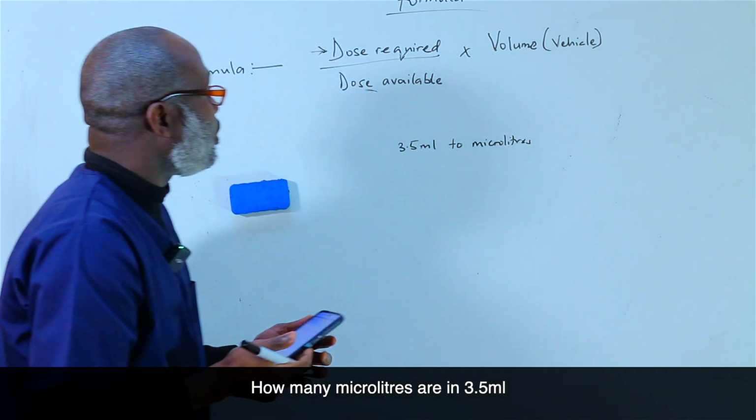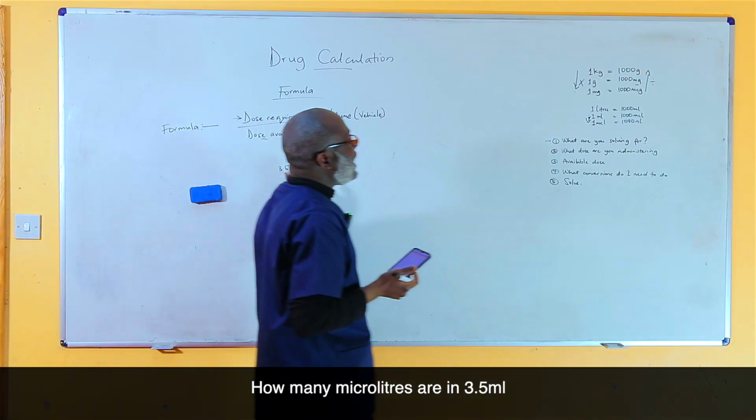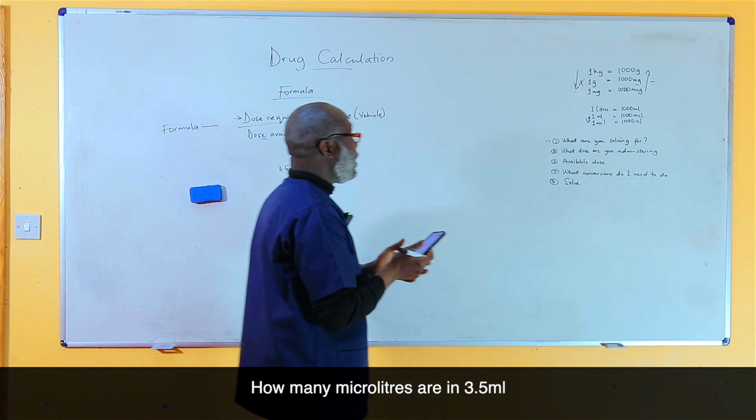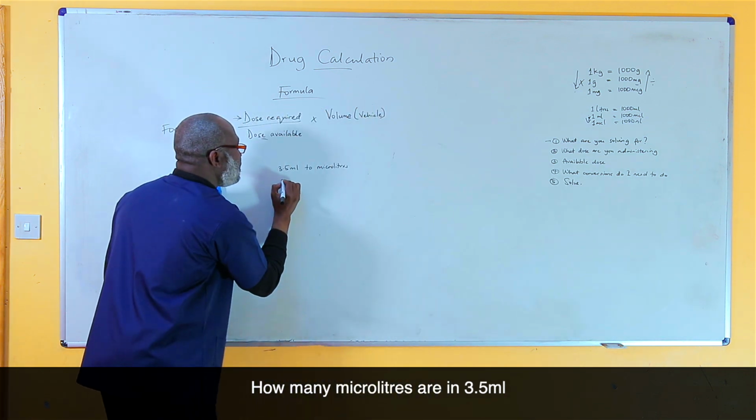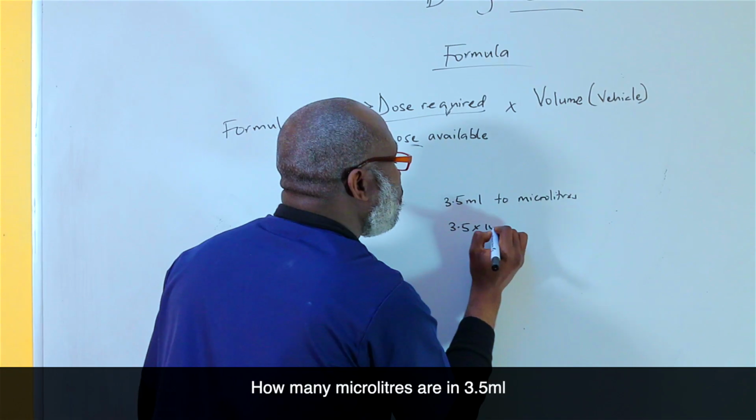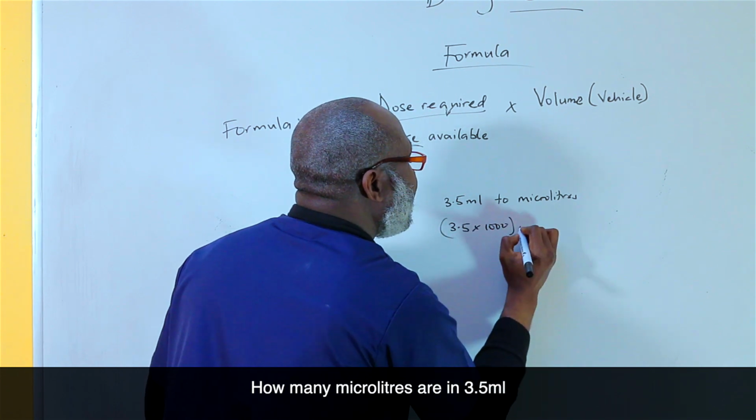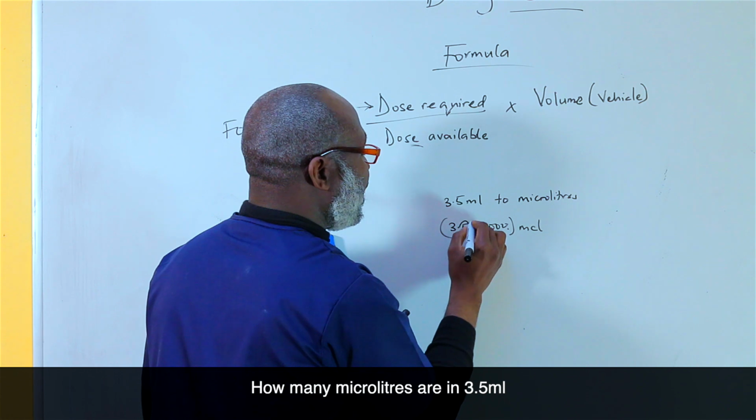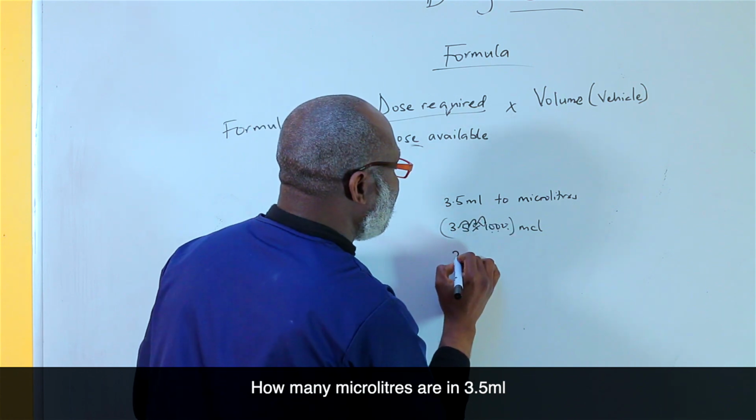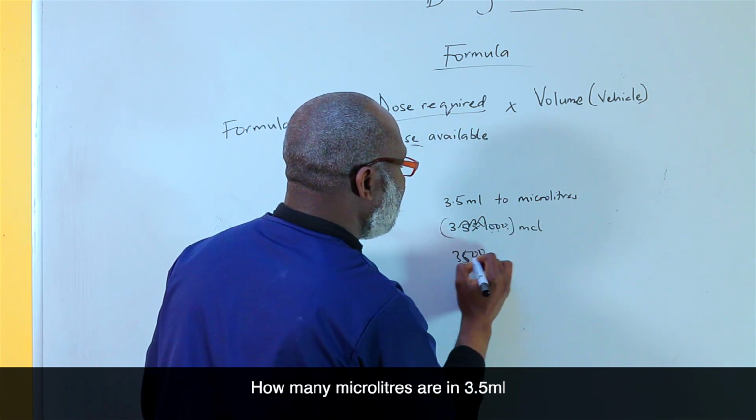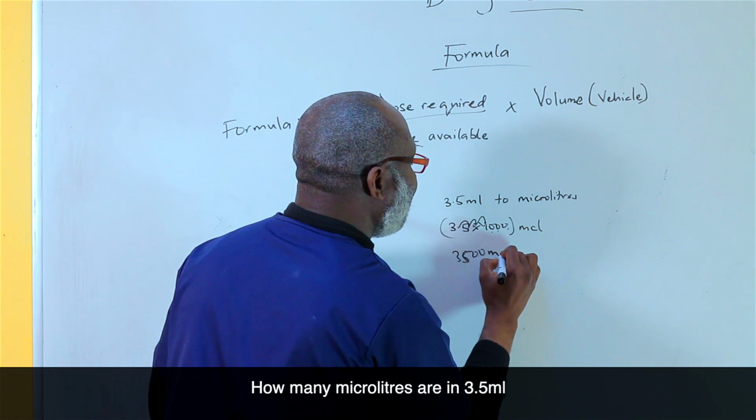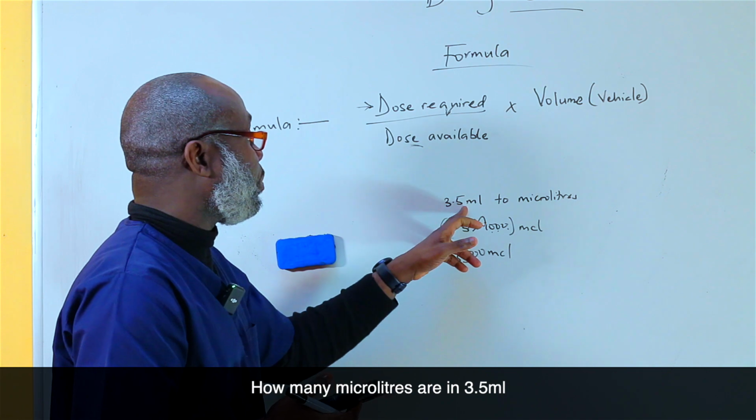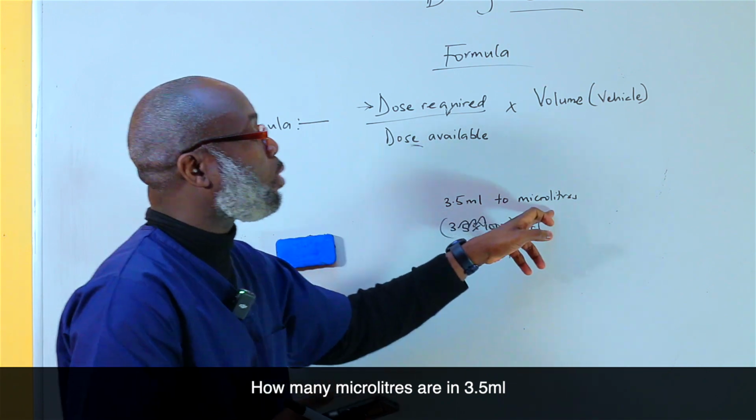I think we did it once. Converting 3.5 milliliters to microliters, all you need to do is multiply by 1,000. That is 3.5 times 1,000 microliters. That will be 3,500 microliters. That is very simple. We've done that before, 3.5 milliliters to microliters.